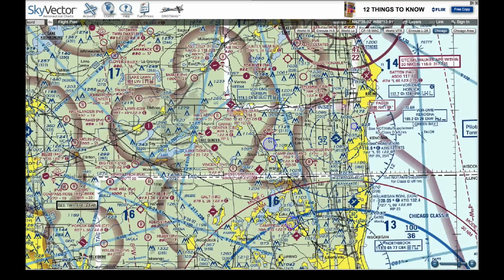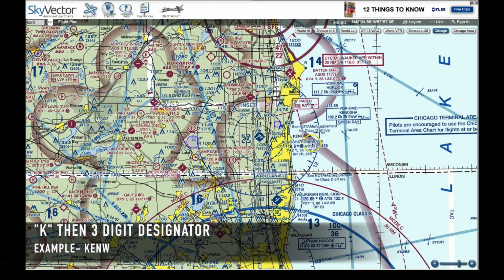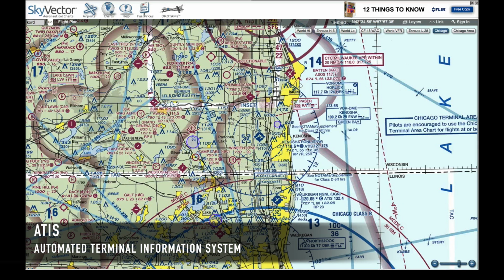Now let's look at some of the information that we can get from a sectional, because obviously there is a lot of info on there, and if you don't know what all these things are, it can be kind of overwhelming. So for instance, when you are near the airport, you have the airport here. Right next to it or nearby, you will notice that there's an airport name. So this happens to be Kenosha Regional. Here is that three-letter designator. So again, if I put a K in front of that, it would be KENW. We know that it has a control tower. We know that this is the frequency for that. And we also have ATIS, which is the Automated Terminal Information System.